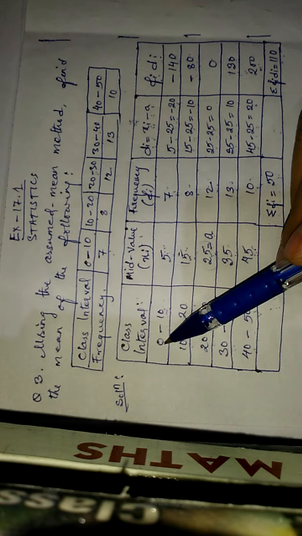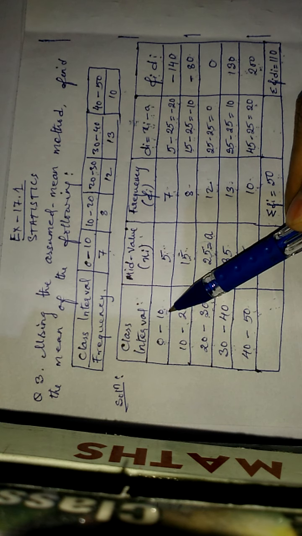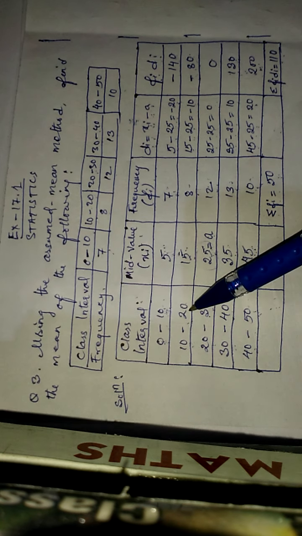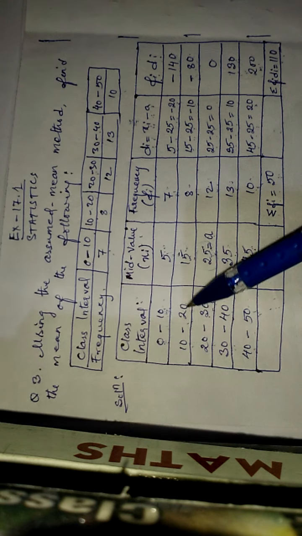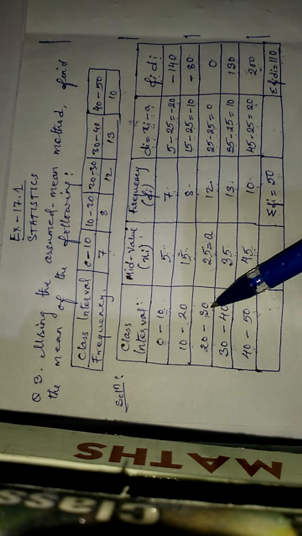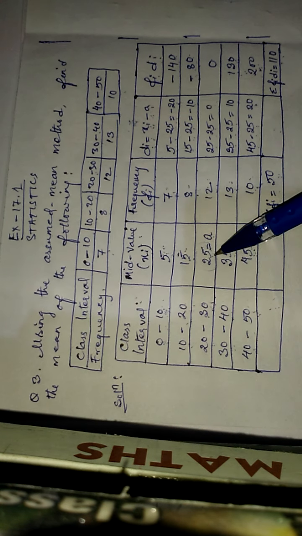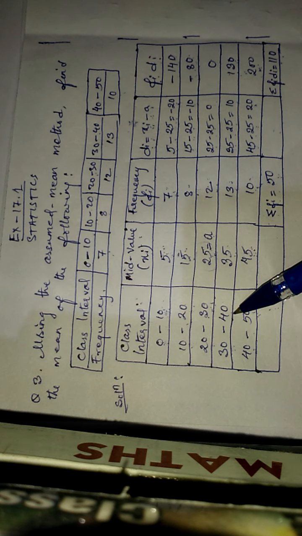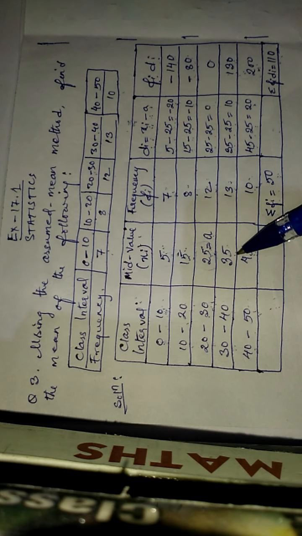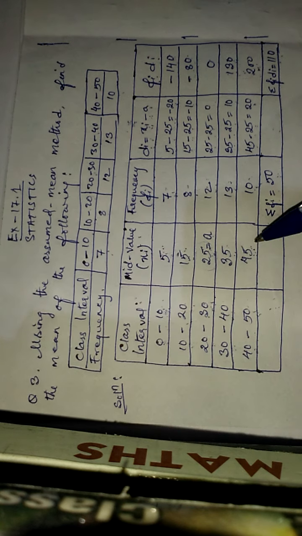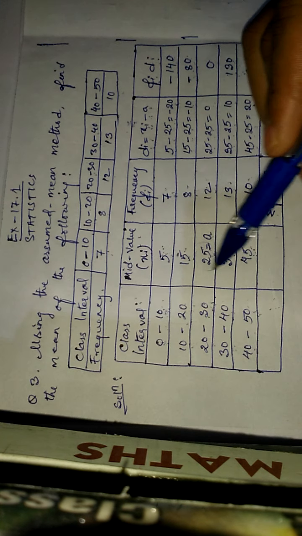Let's add: 0 plus 10 is 10, divided by 2, 5. 10 plus 20, 30, divided by 2, 15. 20 plus 30, 50, divided by 2, 25. 30 plus 40, 70, divided by 2, 35. 40 plus 50, 90, divided by 2, 45. Now we have the mid values.